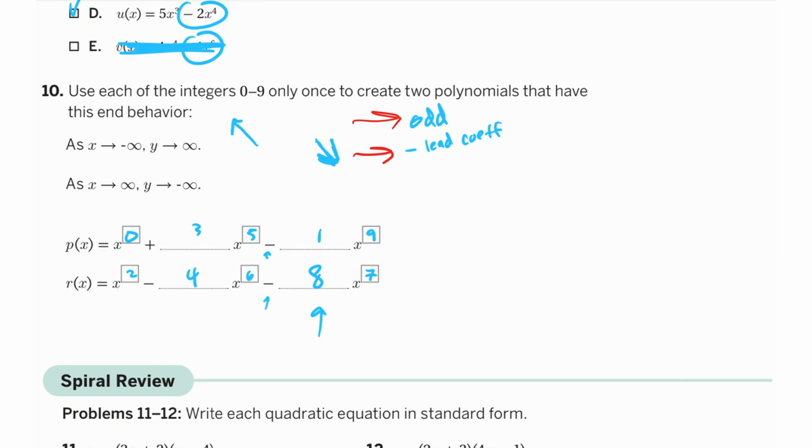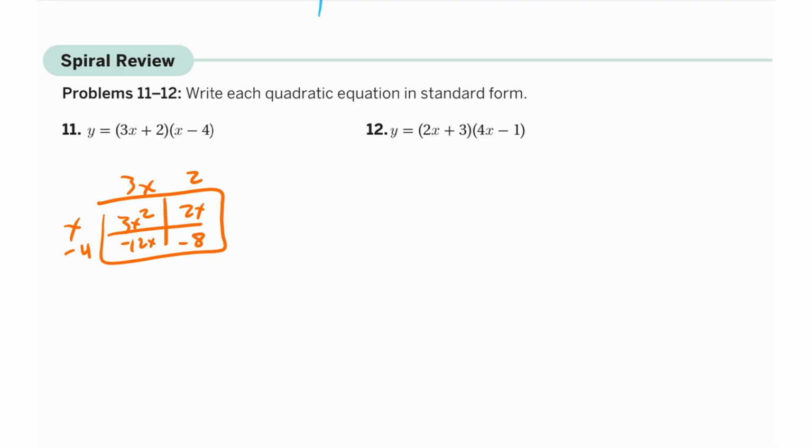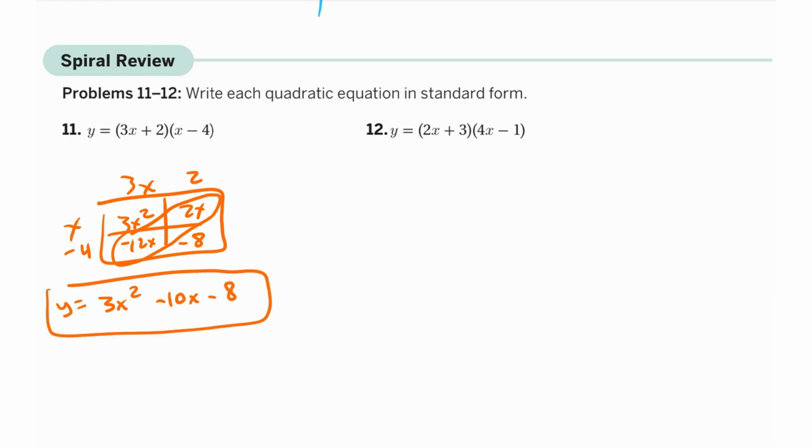For the spiral review, problems 11 to 12, write each quadratic equation in standard form. To do this, I'm going to use my box method to multiply these together and then combine like terms. Negative 12x and negative 8. The only like terms are these corner boxes, which is mostly true when I am using the box method, which is why I like it. So y equals 3x squared minus 10x minus 8.